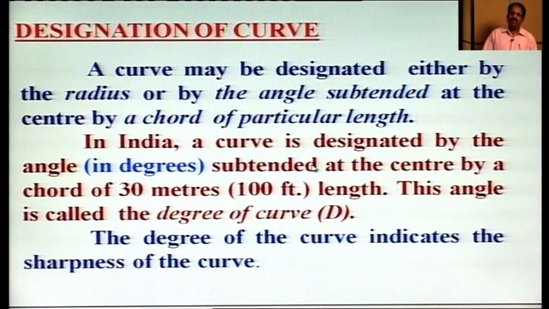Next topic is how we designate a curve, that is, how we name a curve. A curve may be designated either by the radius or by the angle subtended at the center of the curve by a chord of particular length. So, we can designate curves in two ways: either by the radius of the curve or by the angle subtended at the center of the curve by a chord of particular length.